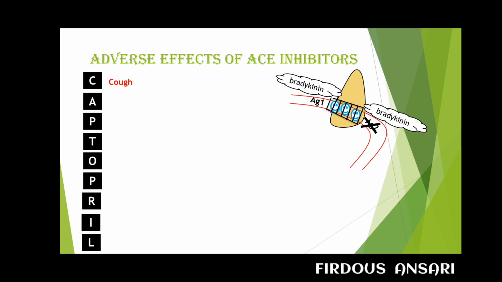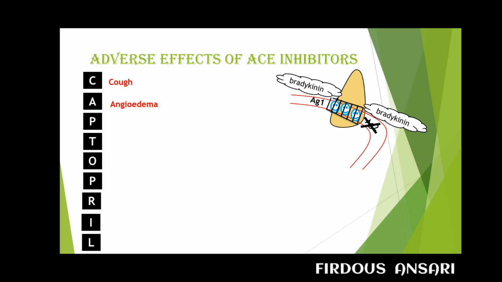Now bradykinin is available in high amount, and this bradykinin will act on the respiratory system, leading to dry cough. So dry cough is one of the adverse effects of angiotensin converting enzyme inhibitors. Next, A is for angioedema. This is a rare but more complicated problem that arises due to bradykinin only. Angioedema means there will be swelling of the nasal mucosa, throat mucosa, pharyngeal and laryngeal mucosa that may be life-threatening.